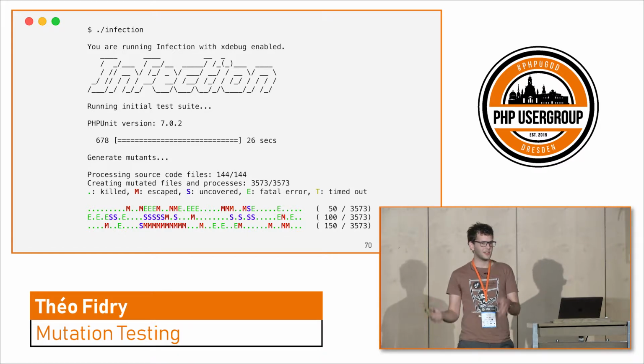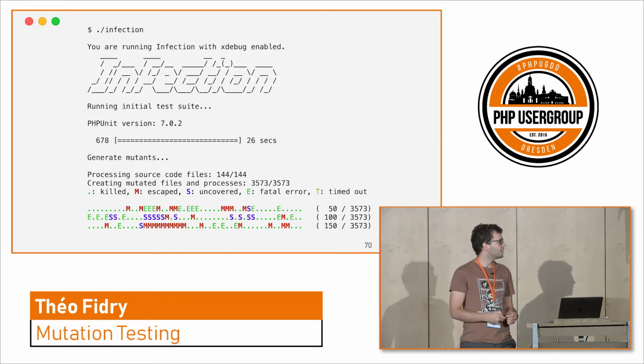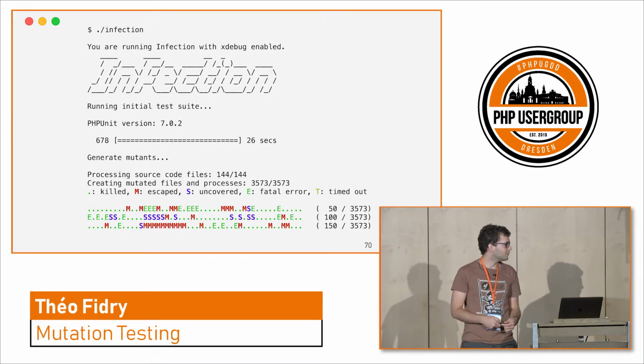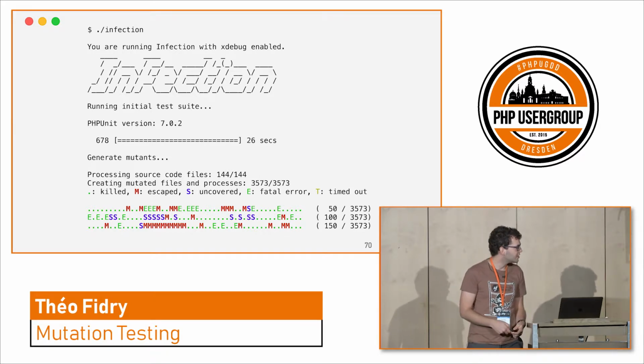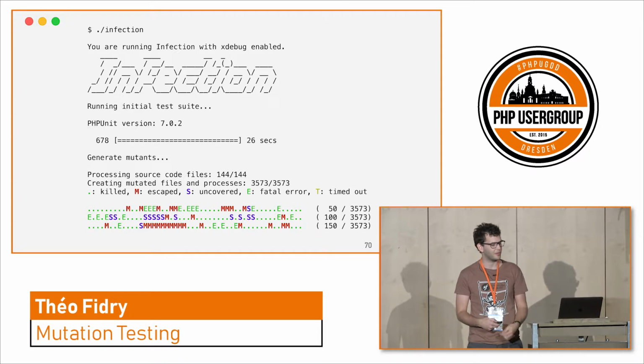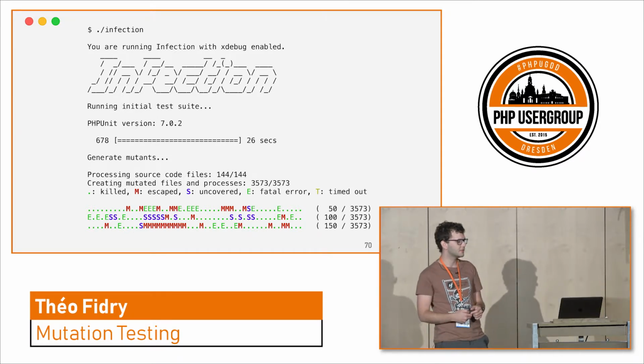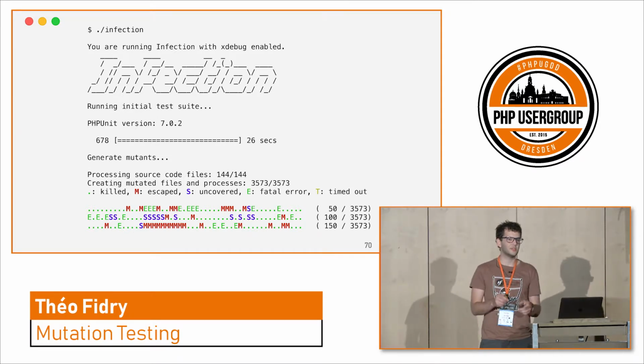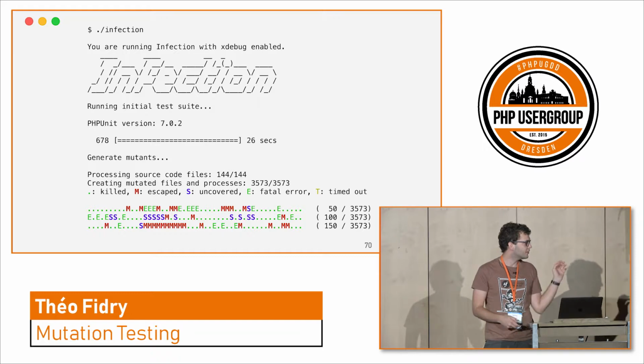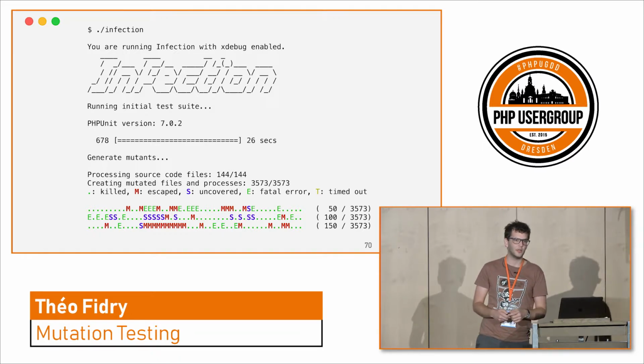And then that's the process I described before. We collected all source code files. It goes through the mutators, which generate those mutants. You can see it collected around 150 files and generated 3,500-something mutants. For each mutant, the tests are executed, and depending on the result, we output something different: killed, escaped, uncovered, fatal, or timeout.